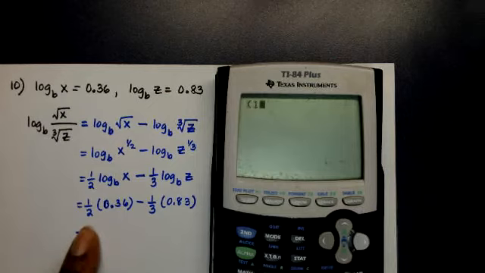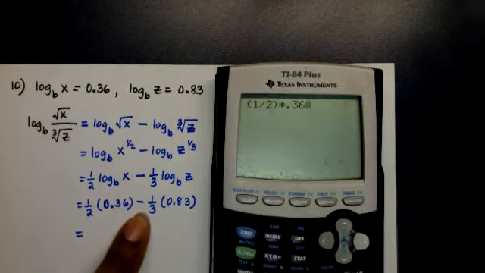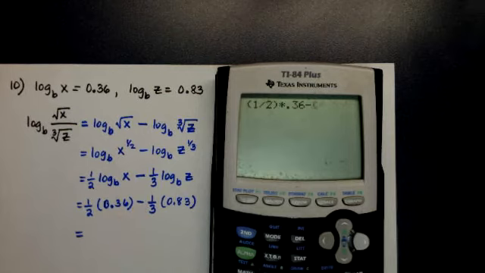I'm going to put 1/2 in parentheses as 1 divided by 2, and then times 0.36. Now here's where I put the plus, that should be minus, because when I entered a plus sign, I came up with the wrong answer. Here is a minus sign. And then for 1/3, 1 divided by 3 in parentheses, times 0.83. And then hit enter. That's the correct answer there, okay?